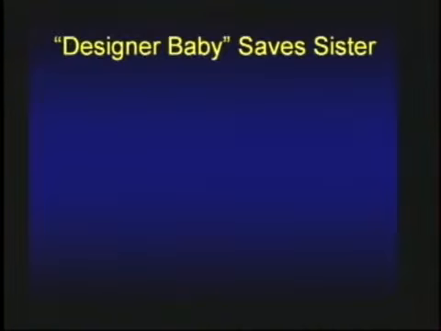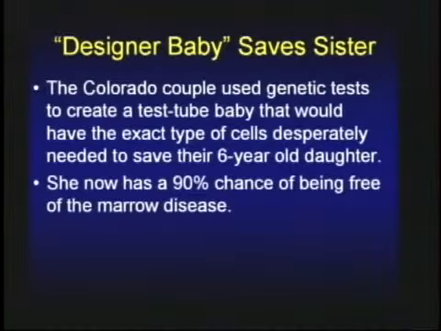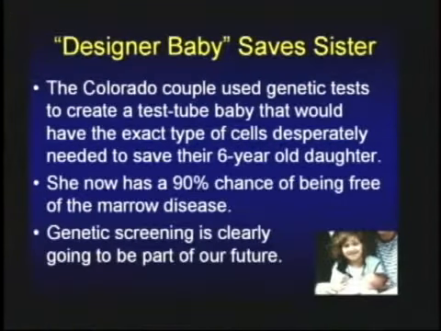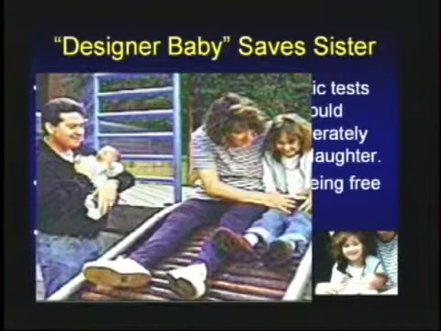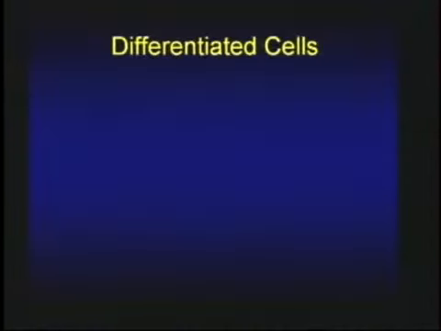This designer baby saved the sister. The Colorado couple used genetic tests to create a test tube baby that would have the exact type of cells desperately needed to save their 6-year-old daughter. She now has a 90% chance of being free from the marrow disease. Genetic screening is clearly going to be part of our society, our culture. And that little girl is healthy today. Her baby brother whose umbilical cord was used, he's also doing fine, so the family's doing fine. So this is real life stuff, and it's going to be more and more.